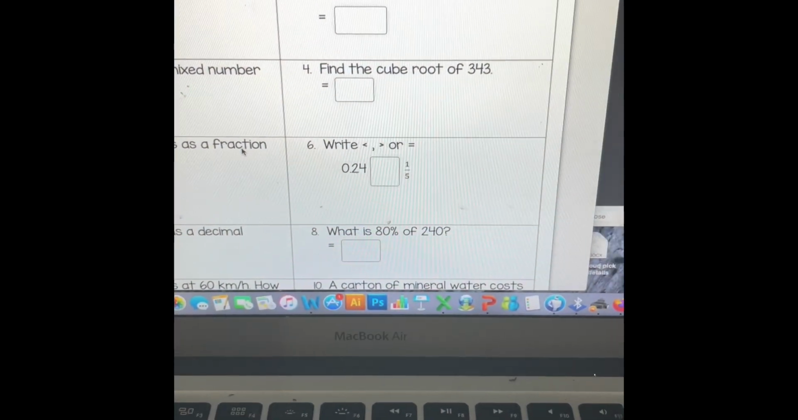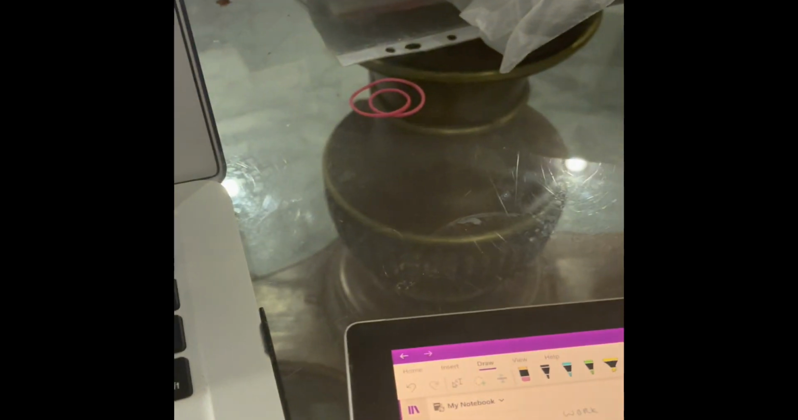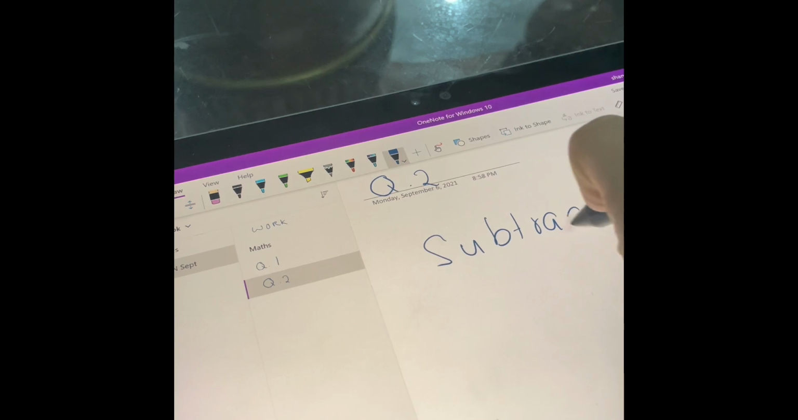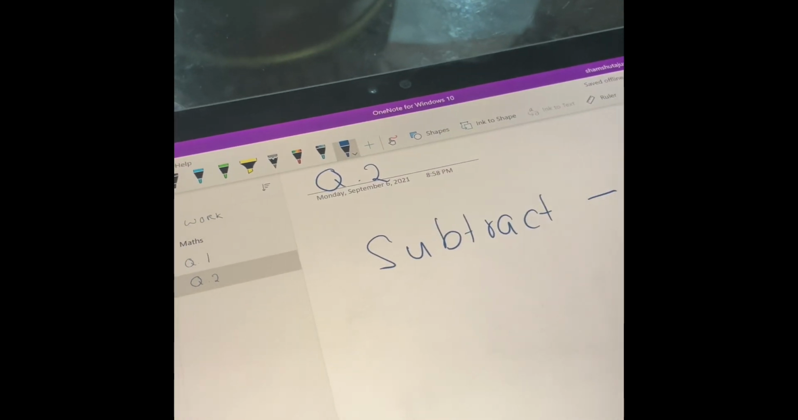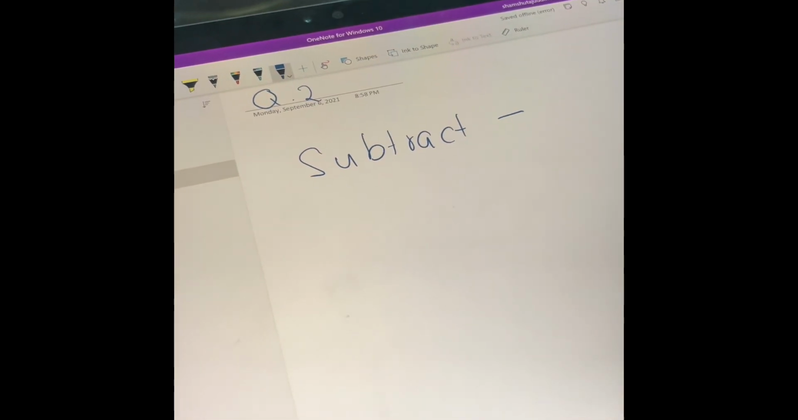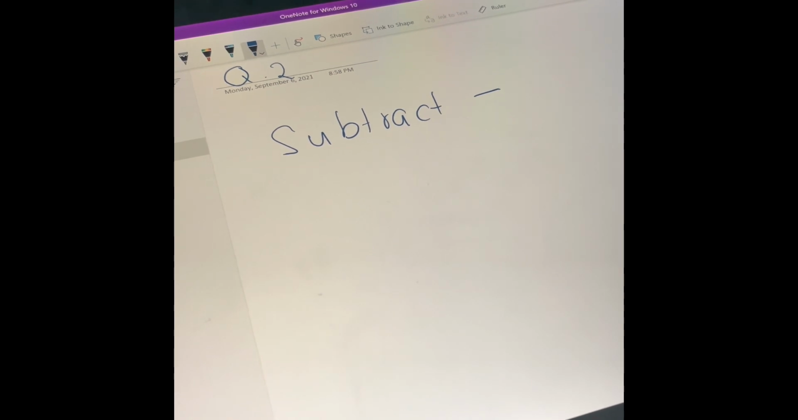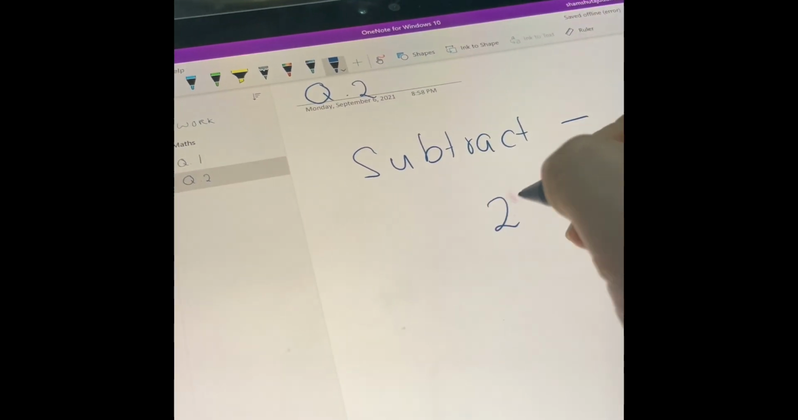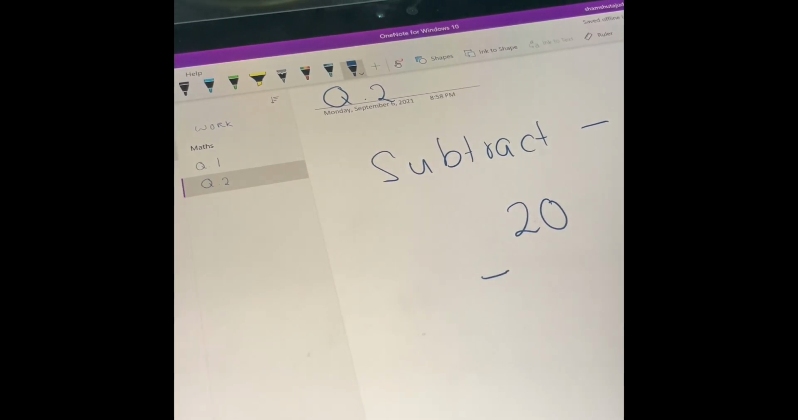Question 2. Subtract 3.4 from 20. What does the word subtract mean? Subtract means minus, right? Artinya from, artinya ia di atas tu. 20 tu lagi besar kan? So, 20 di minus dengan 3.4.